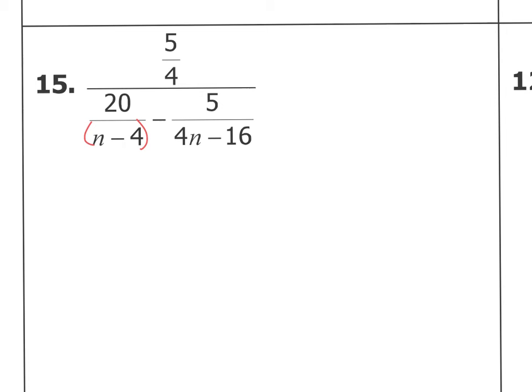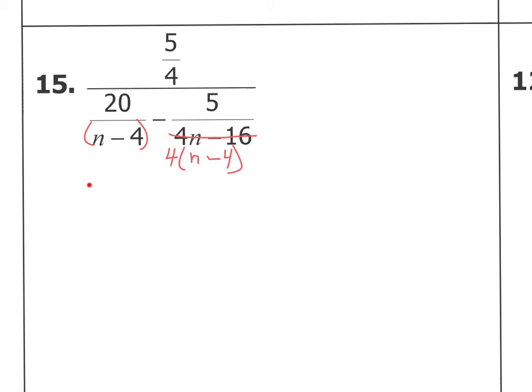But this one, the second one, I can factor a 4 out of each of those terms. So it becomes 4 times 4n divided by 4 is n. Negative 16 divided by 4 is negative 4. So that one gets replaced with this. Now, they both have an n minus 4, which is great, but this one has an extra 4 that this one does not.